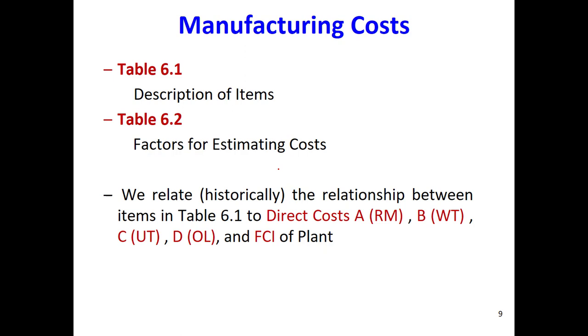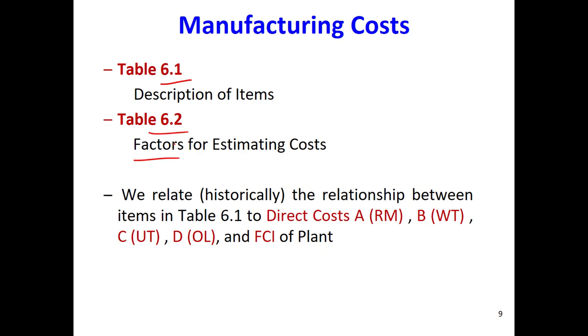Table 6.1 will describe them, and table 6.2 will show the factors that correspond to each of the items. Let's say for the labor we have a factor. You already saw similar ones, alpha something. But here we go into a bit more detail about them. And as I said, these tables are not very important. You just need to have the general idea about them.